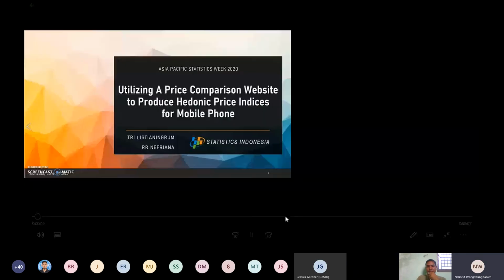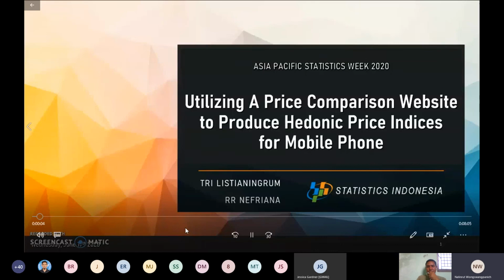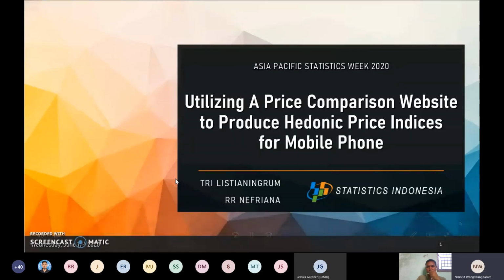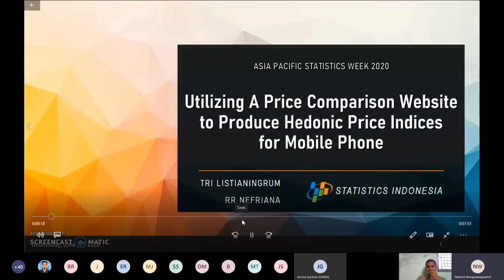Assalamualaikum warahmatullahi wabarakatuh. Good afternoon, everyone. I am Tri Listian Ingram from BPS Statistics Indonesia. Recently, my colleague Nivriana and I have been testing our idea to utilize a price comparison website to produce hedonic price indices for mobile phones. And I'm honored to share our result with you today.